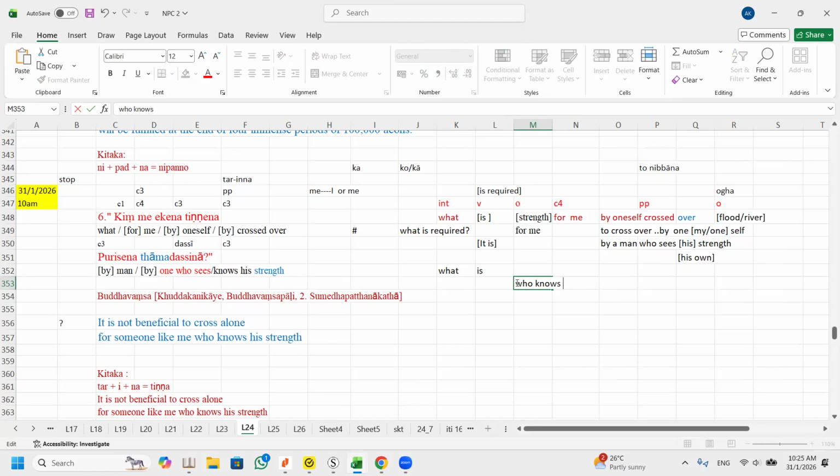In this case, who is the one? Me. Technique correct or not? Because this is me, that means I know my strength. I see and I know my strength. But in this case, because there is a purisa, the me cannot fit into it. You have to be by this.